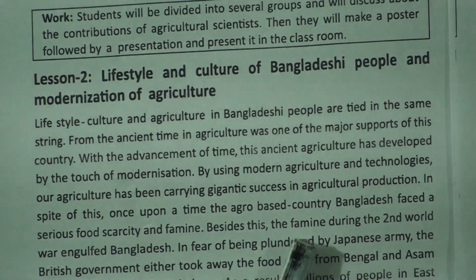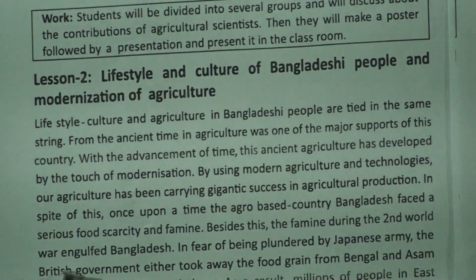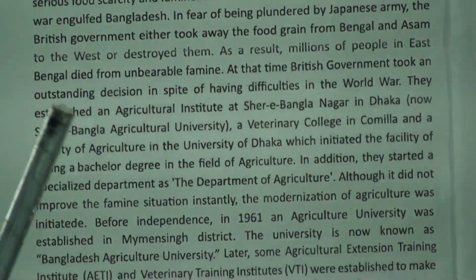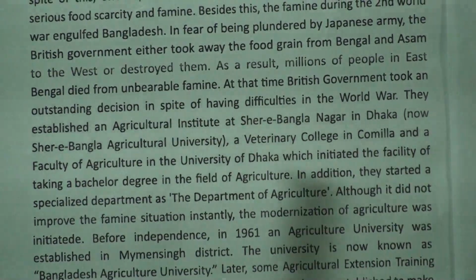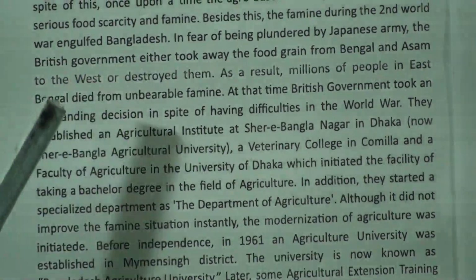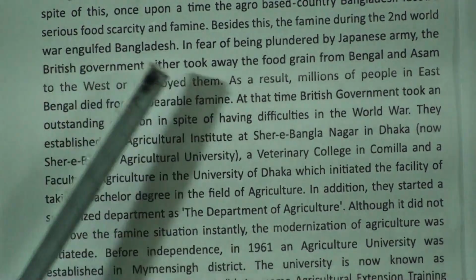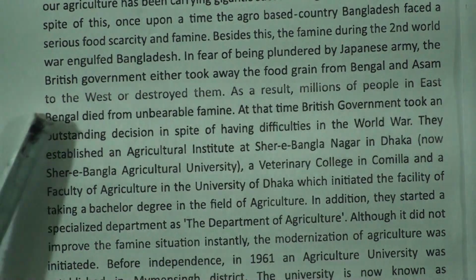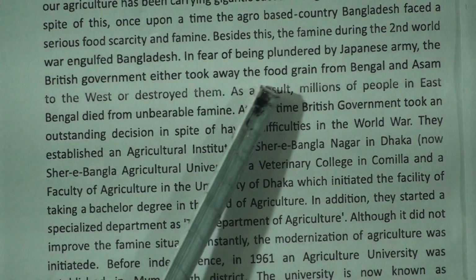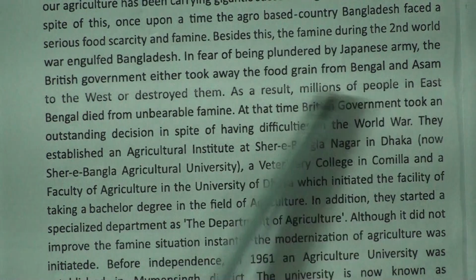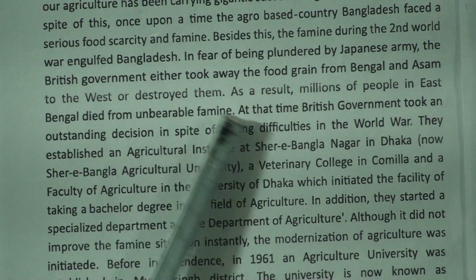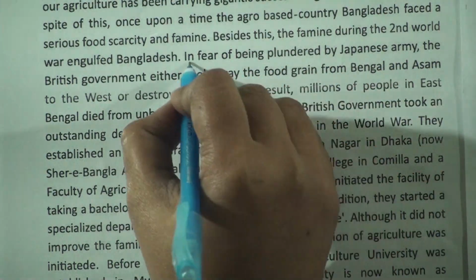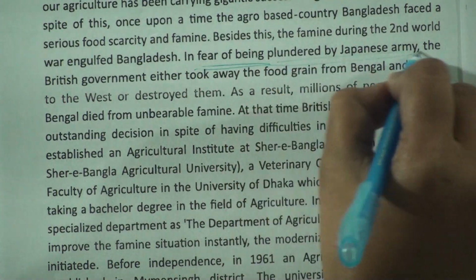Besides this, the famine during the Second World War engulfed Bangladesh. So there was a great impact of the Second World War in Bangladesh, especially on food. In fear of being plundered by the Japanese army, the British government either took away the food grain from Bengal and Assam to the west or destroyed them. So now look, you can underline this one, in fear of being plundered.